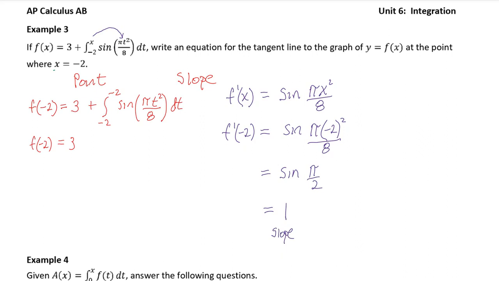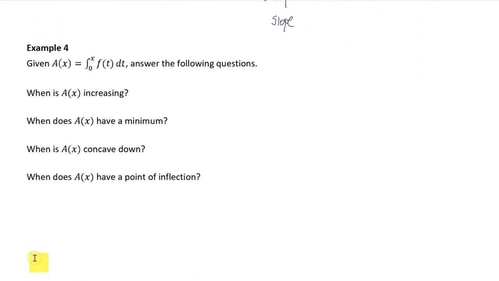So my equation would then read y minus y1, which is 3, equals m, which is my slope, times x minus x1, which is -2. So I could just say that this is y minus 3 equals x plus 2. All right? Number 4.